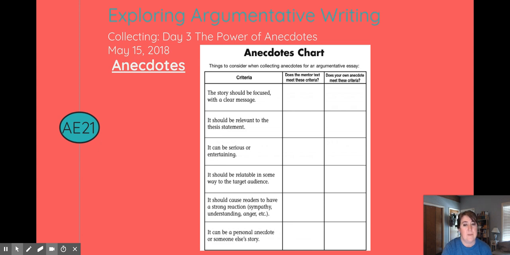It can be serious or entertaining. Clearly, this is serious. It should be relatable to the target audience. So you are the target audience. This came from a book called Teen Inc. So it's stories of teenagers. And while you can't necessarily relate to the experience of war, you can relate to the experiences that you've had as children in playing and coloring and those sorts of things.